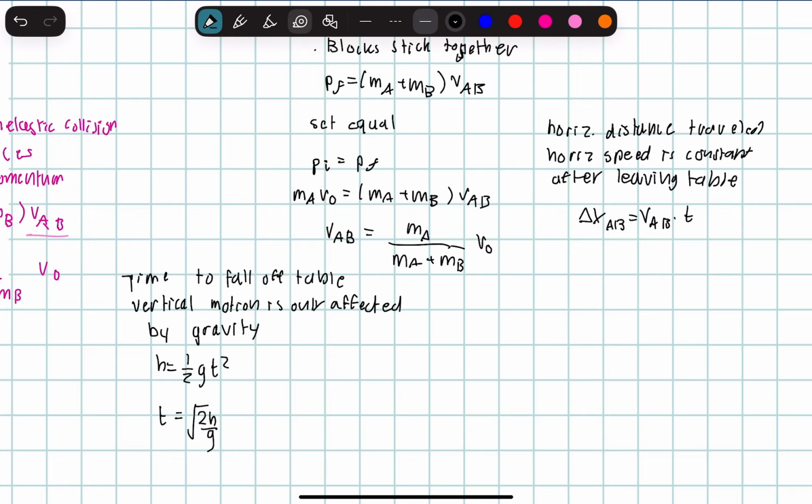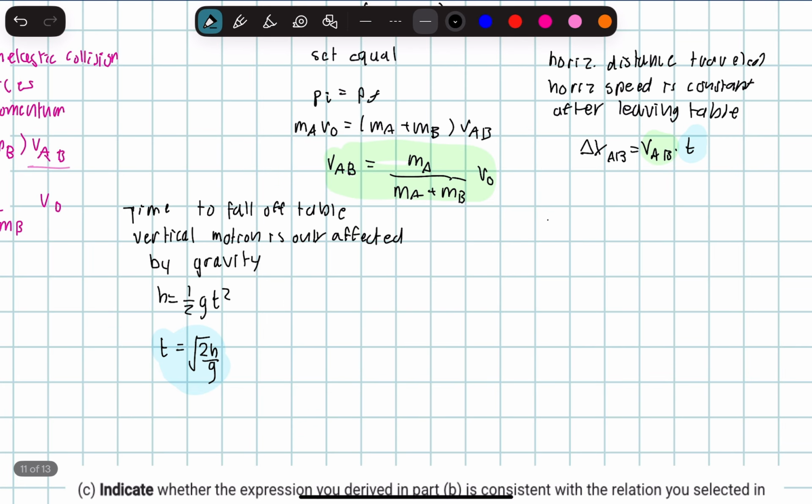Now we can substitute our expressions. We know that VAB was equal to this, and we also know that t was equal to this. So now we can write delta x AB is equal to MA over MA plus MB times V initial times the root of 2H over G.